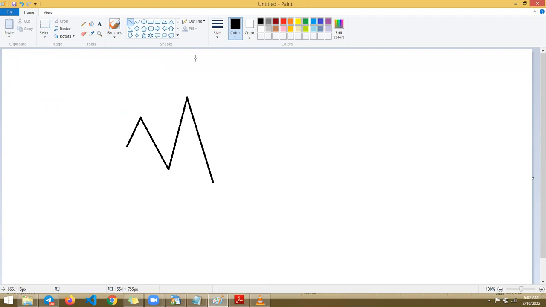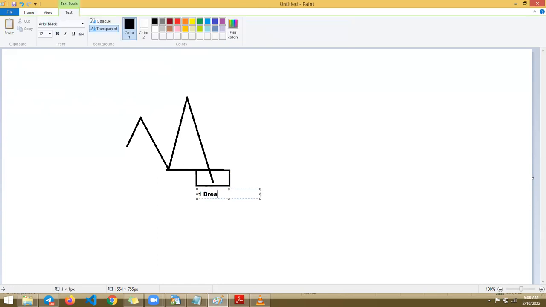As I said, the first thing that we look out for is what we call the breaker. Here we have a breaker. You can see price basically broke a level there. That is what we call the breaker right there. So let me just label it. The first thing that you look out for is the breaker.